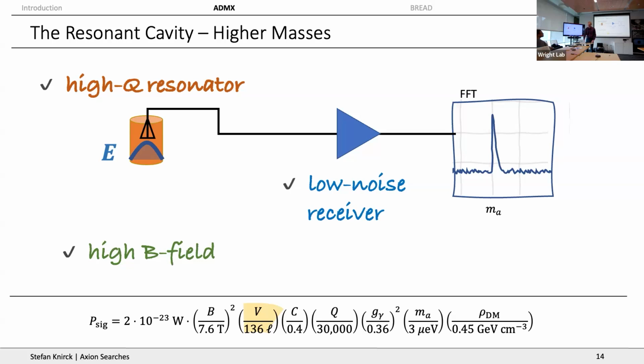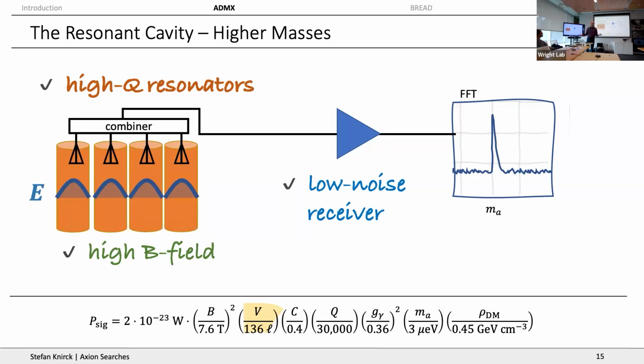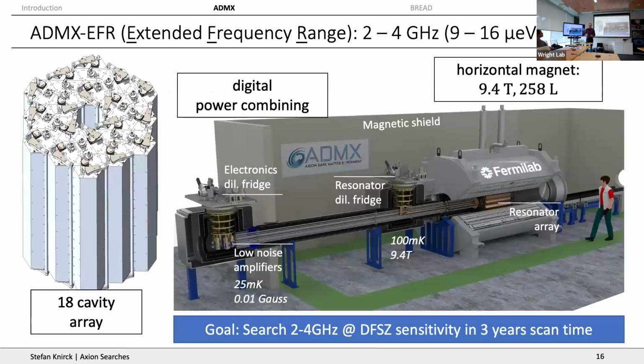And well, the easy way out is, of course, why don't we use many cavities and combine their signals? In fact, the signal of each individual cavity is coherent, so you can coherently combine them if you can keep track of the phase and get back to the same volume. That's the idea in ADMX, and the ADMX EFR, for example, will have 18 cavities like this in a new magnet at Fermilab, which goes up to 9.4 Tesla.